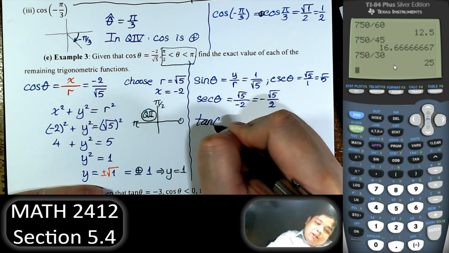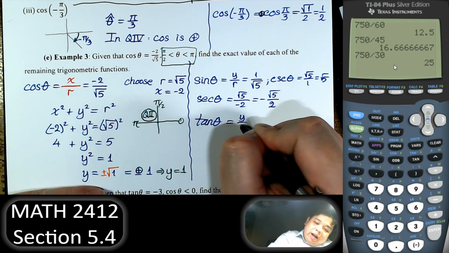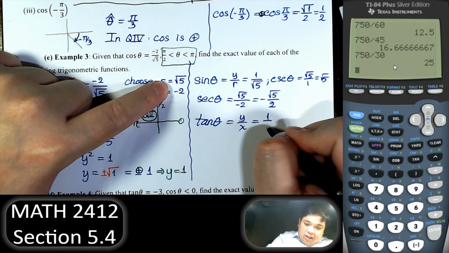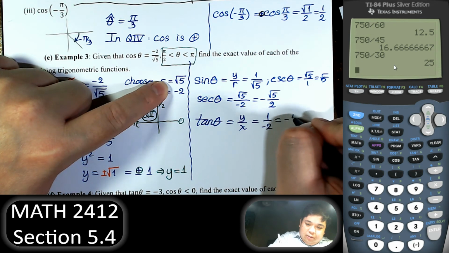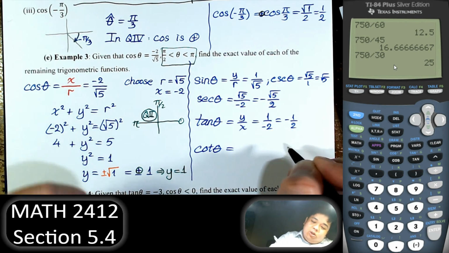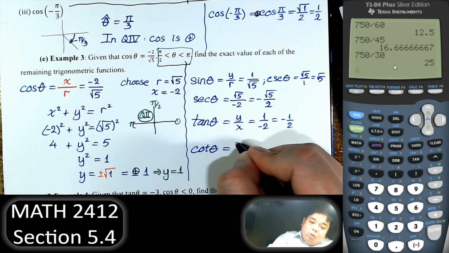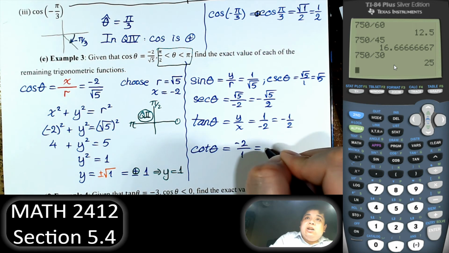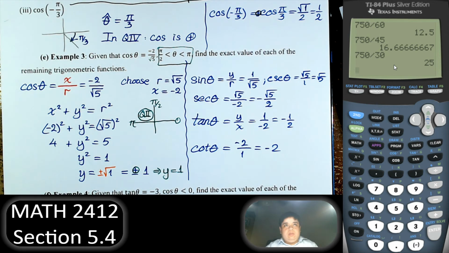Tangent is y over x. Cotangent is the reciprocal of that, so flipped, x over y. So it's simple enough. As long as we have x, y, and r, we have everything.